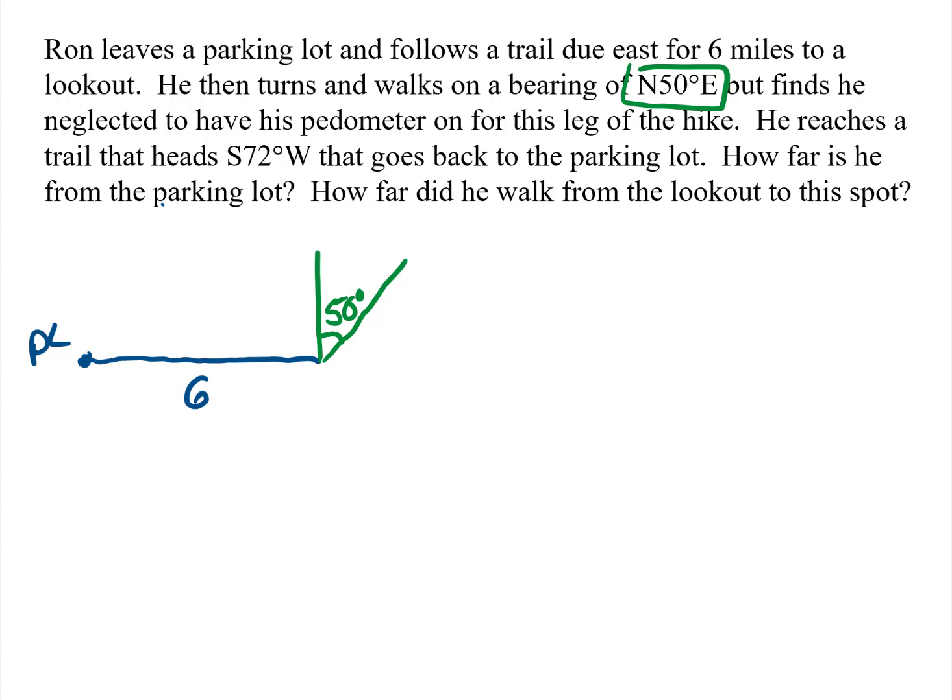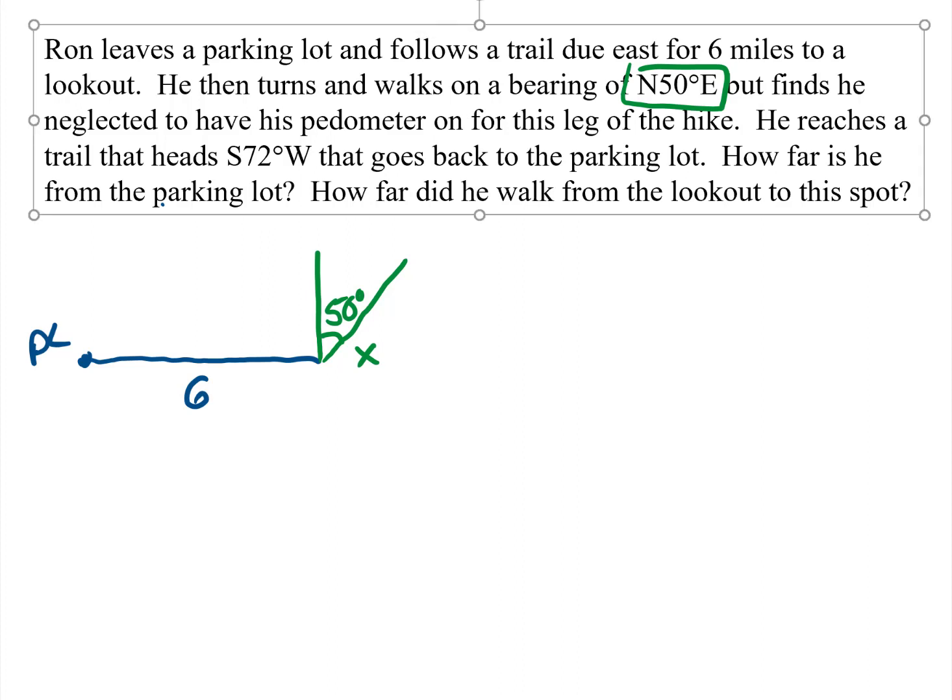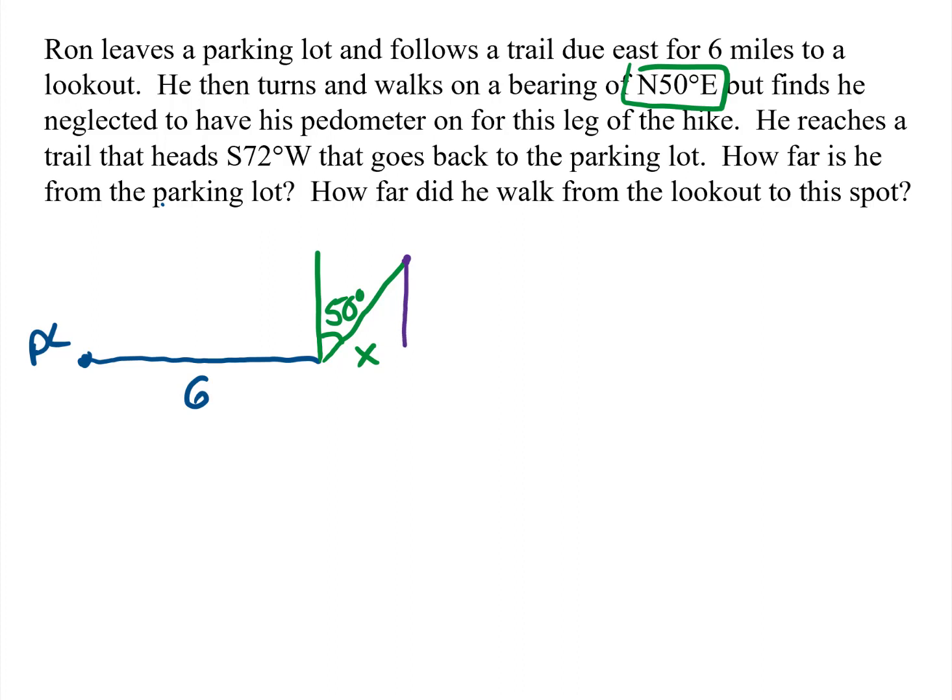Then he finds that he didn't have his pedometer on for that hike, so we don't know how far that is. Maybe we'll call that X. He then reaches a trail that heads south 72 degrees west. So from this point we measure off south and we swing around to the west by 72 degrees, and that trail goes back to the parking lot. So this whole angle right here is 72 degrees. We want to know how far he is from the parking lot, so we'll call that Y, and how far he walked from the lookout point to the parking lot. This was the lookout point right here, so that was the X.